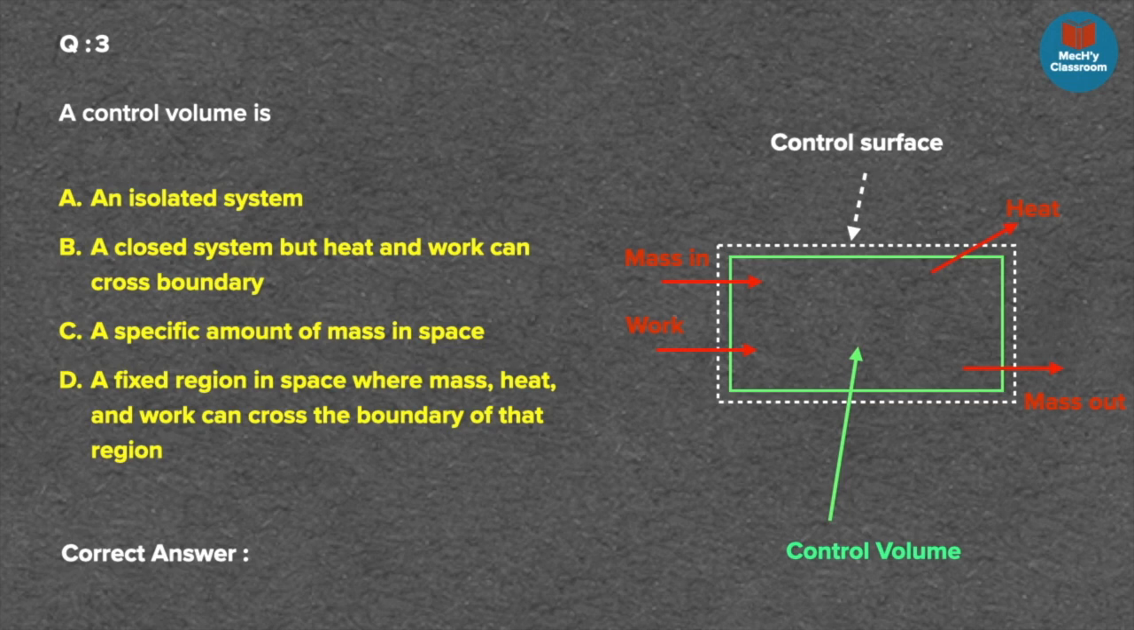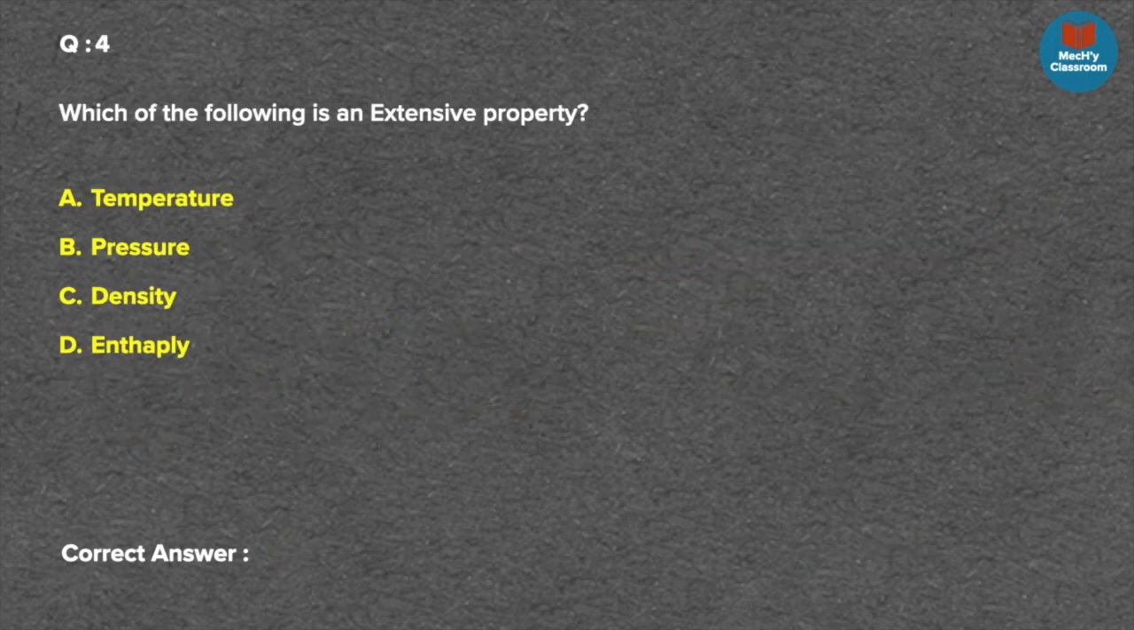A control volume is in flow system, mass is flowing through the control surface and work interaction and heat interactions are happening. From the figure you can see a dotted white line is control surface. Anything which is confined within that wall is control volume. So option D is the correct answer. A fixed region in space where mass, heat, work can cross the boundary of that region. Moving to the next concept.